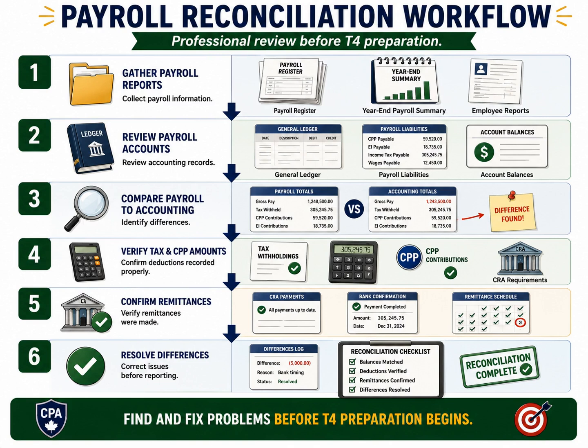The third step is comparing payroll information to accounting information. This is often the heart of the reconciliation process. Payroll reports are compared against accounting records to determine whether the balances agree. If payroll totals and accounting totals match, that is a positive sign. If differences exist, those differences must be investigated and understood. The goal is not simply to identify differences. The goal is to explain them.